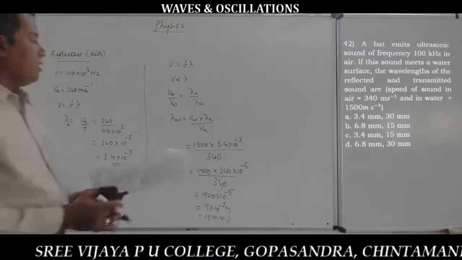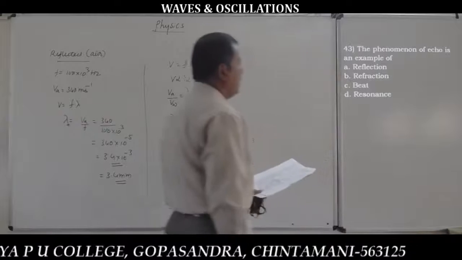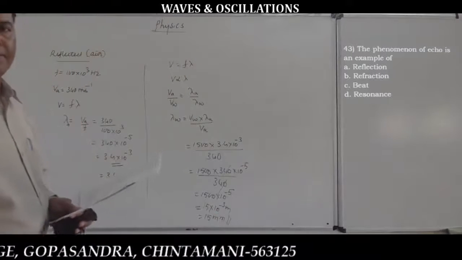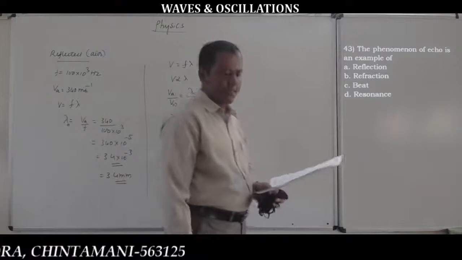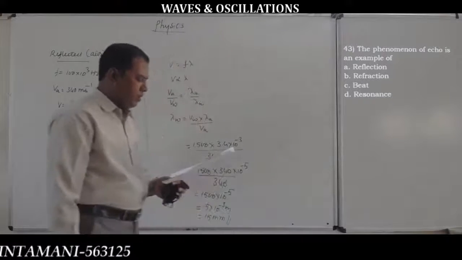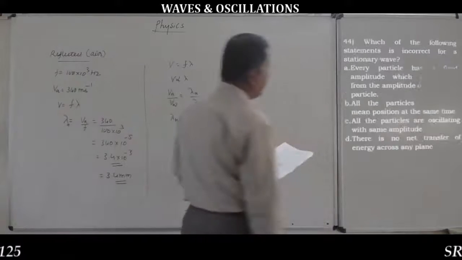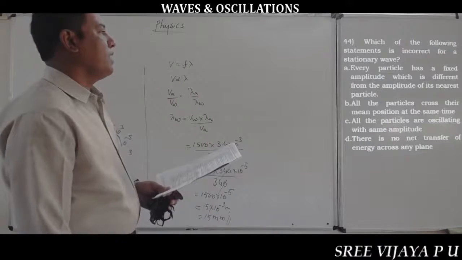Next, question number 43. The phenomenon of echo is an example of, it is nothing but reflection. Echoes are generated due to reflection of sound from rigid boundaries. So therefore, it is an example of reflection. So option A. Which of the following statements is incorrect for a stationary wave?